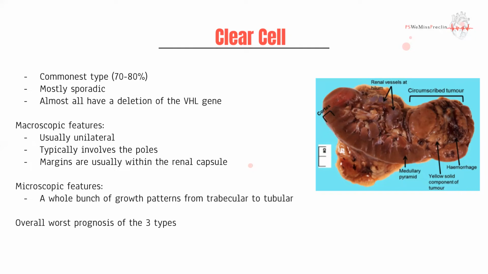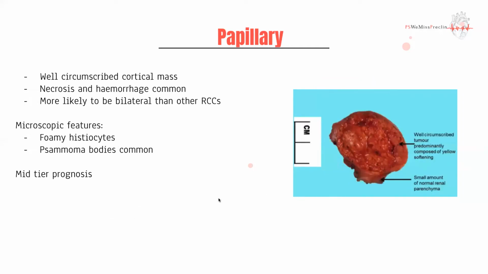Most cancers you'd see, the trend is that the most common type usually has the best prognosis and the rarest type has the worst prognosis. RCCs are the complete opposite of that. So the commonest type, clear cell carcinoma, has the worst prognosis. The rarest type, the chromophobe type, has the best prognosis.